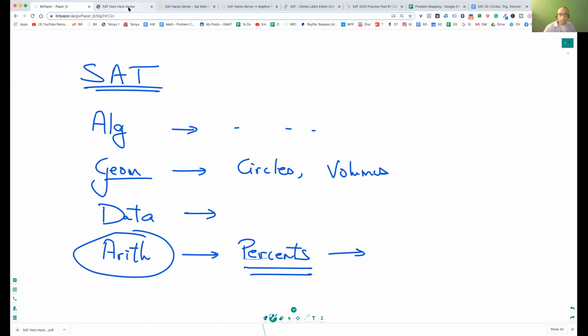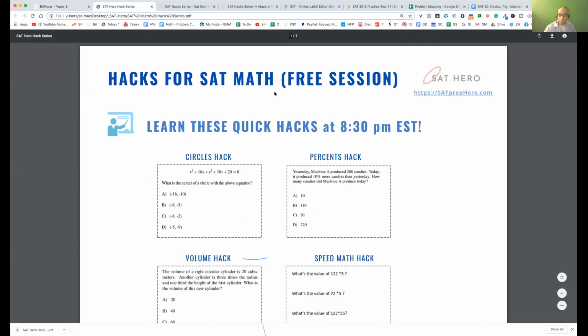All of this is part of the free session for many of you who are joining. You've seen me before on these daily lessons that were given to you as part of our plan. And today we're going to look at circles as promised, volumes, percents, and also speed math. All of these problems you're going to see how to solve in a few seconds. I'm going to show you the short way to do it.